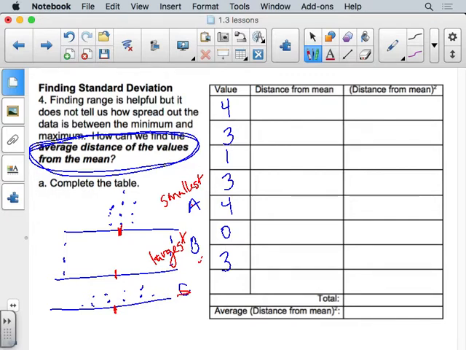Alright, so the distance from the mean. We're trying to get our average distance from the mean, so I need to calculate the distance from the mean on every single one of these. So getting distance from the mean is a subtraction problem. I'm going to do my number minus the mean. If I wrote that in a math formula, it would be x, my number, whatever it was, minus x bar.